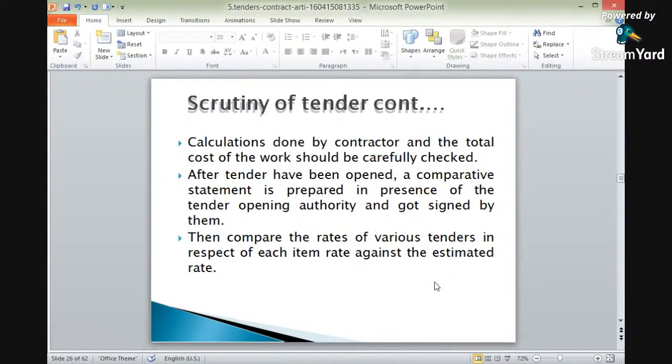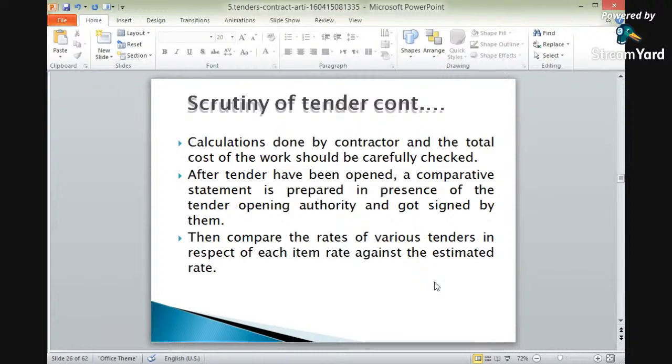Calculations done by the contractor and the total cost of the work shall be carefully checked. If there are various items of works, the various heads are there. So for each and every head, the proper calculations are to be checked. Whether the total amount has been properly made or not is to be checked.